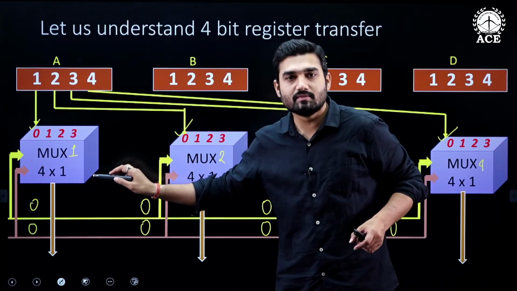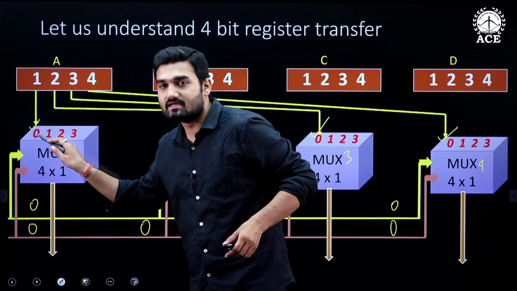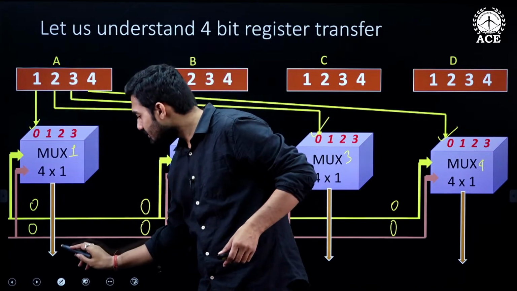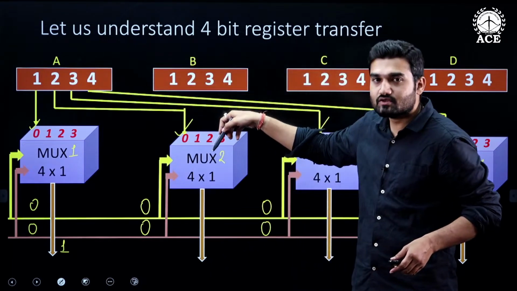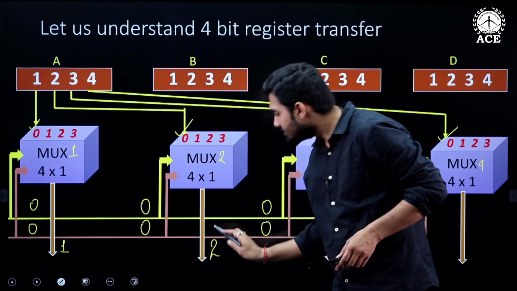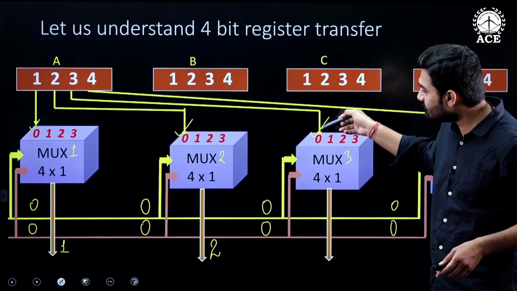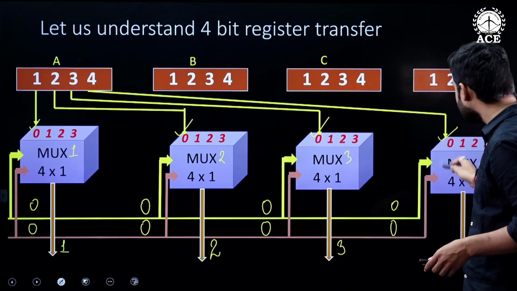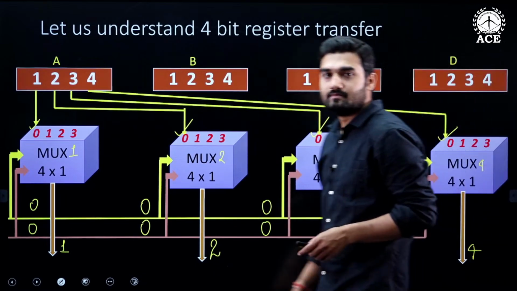If the 0th location is going to be accessed, what is the output? What is this 0th location having? This is having the A register data. What is this data? 1. Now look, over here in MUX 2, the 0th location is having which data? I think 2. Now this MUX, 0th location is having data 3. In the same way, this MUX is having data 4.